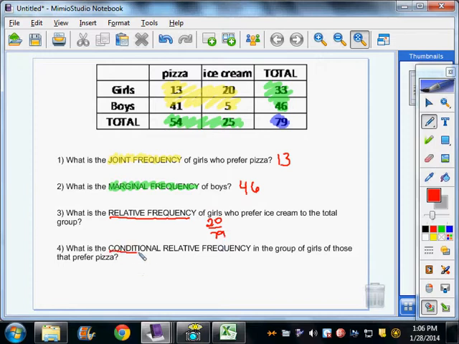Then this one says, what is the conditional relative frequency in the group of girls of those that prefer pizza? Okay, this is the relative frequency, a total, but it's based on one of the conditions. So it's either going to be based on girls or boys, or it's going to be based on pizza or ice cream. In this particular example, it's based on the group of girls. So I'm just going to look at my group of girls. And 13 prefer pizza. So it's going to be 13 out of 33. And then again, you would simplify this if you could.